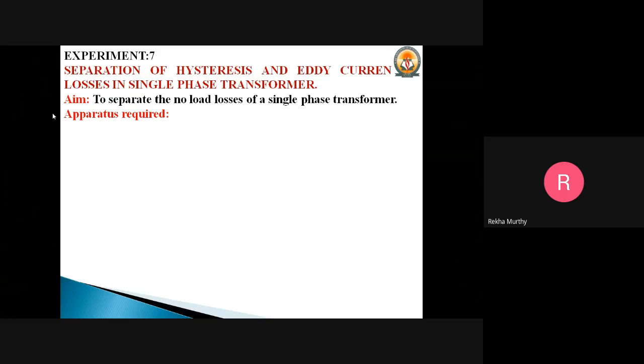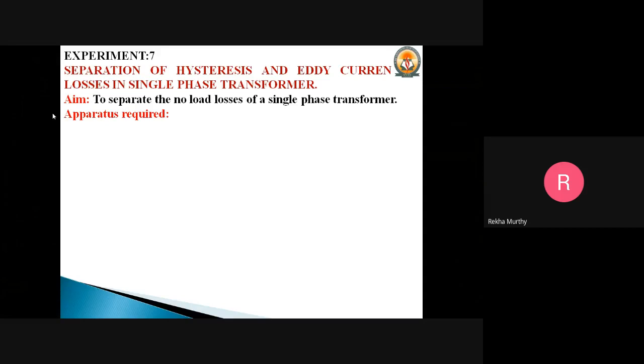For any value of this ratio, the core loss per frequency cycle is given by Pi divided by F, which is equal to A plus B times F. What is Pi? It is the iron loss, divided by the frequency. A and B are both constants, and their values will be determined by the open circuit test on a transformer which is supplied by a variable voltage and variable frequency supply.